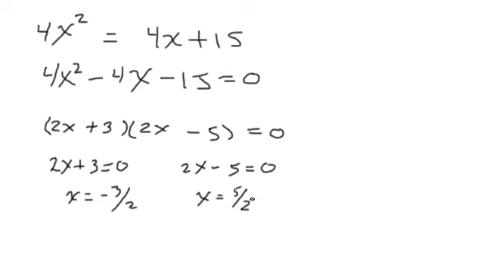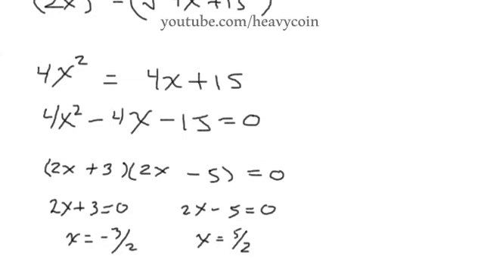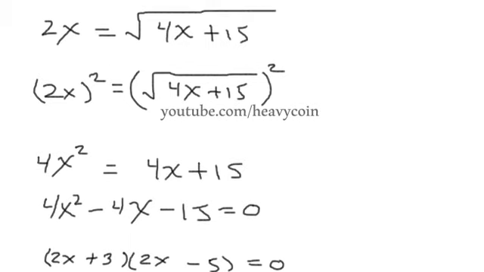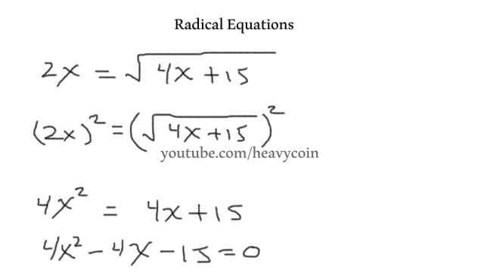So the question is, are these solutions? Now there's a reason why I've been going back and checking our answers: we could come up with a possible solution, but it may not work. Take, for example, negative 3 halves. If I put negative 3 halves over here, 2 times negative 3 halves is equal to negative 3. Well, when we take the square root of a number here, our answer cannot be negative. So negative 3 halves is not a solution to this equation.